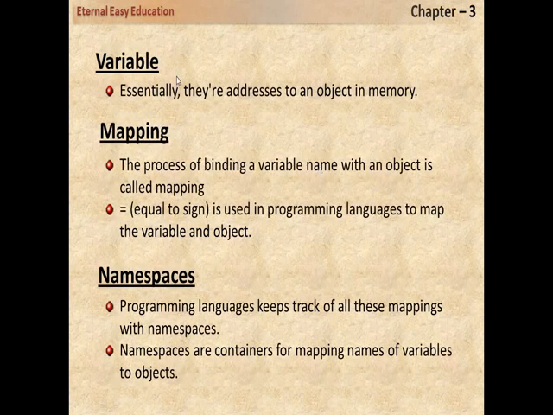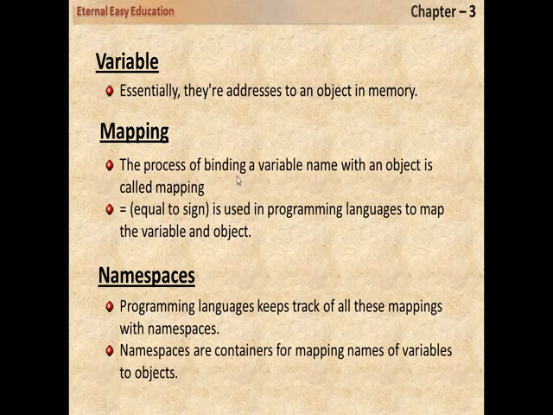First, we recall what a variable is. Variables are nothing but the address to an object in memory. I will explain this later. Simply have the idea that a variable is nothing but the address to an object in memory. Am I right? Next, come to mapping.